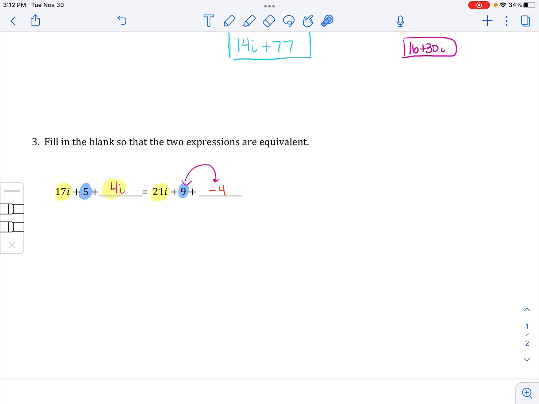And I think those are the correct answers. I hope that helps. And if it doesn't, I'll be around tomorrow morning for questions. All right, that's it.